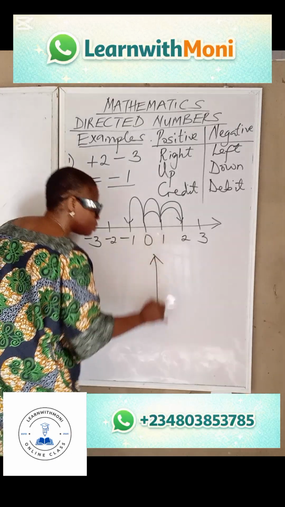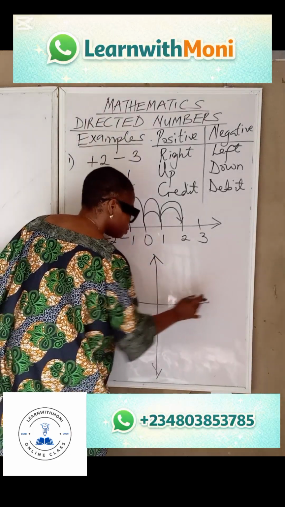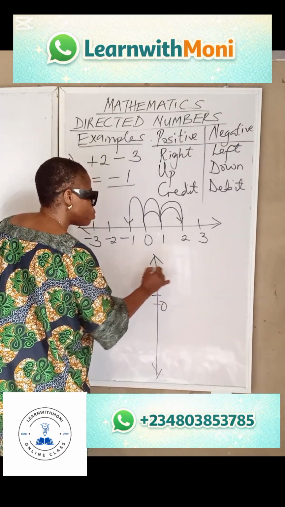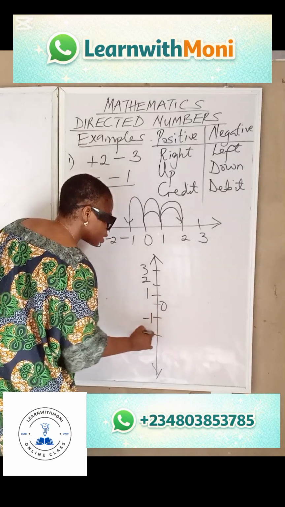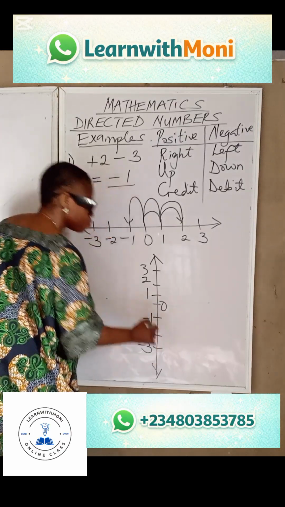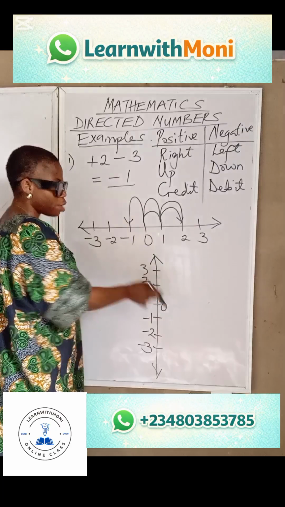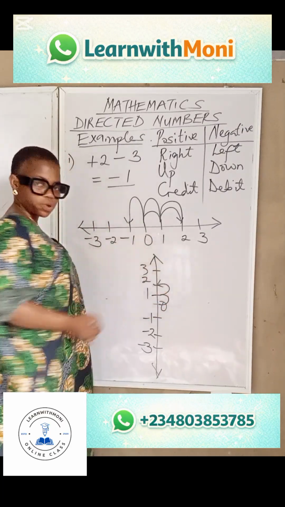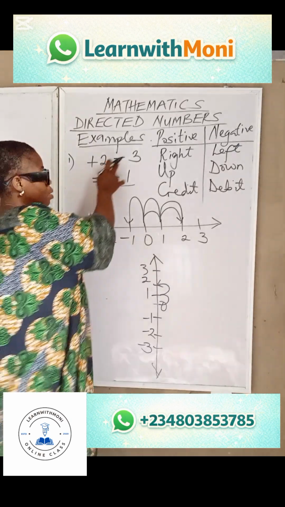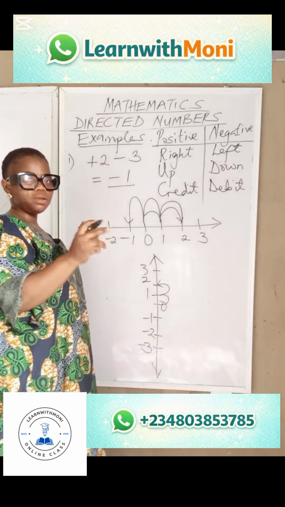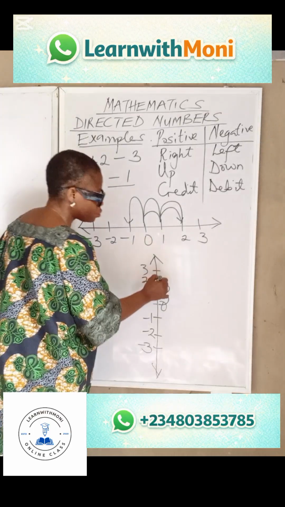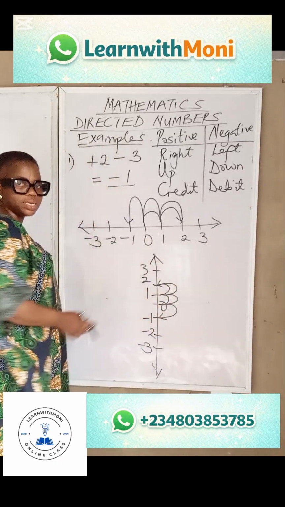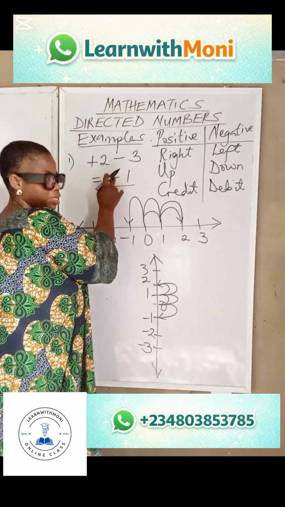We can also consider it as an upward and downward movement. This is my 0, positive 1, positive 2, positive 3, negative 1, negative 2, negative 3. Positive 2 means moving up from 0 2 times. So let's move up from 0 2 times. 1, 2. That is positive 2. And now, minus 3, which means moving downwards by 3. So let us move from that point. 1, 2, 3. Look at where we have ended. That is minus 1, which is the same thing.